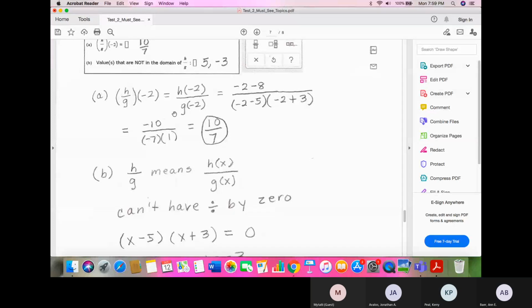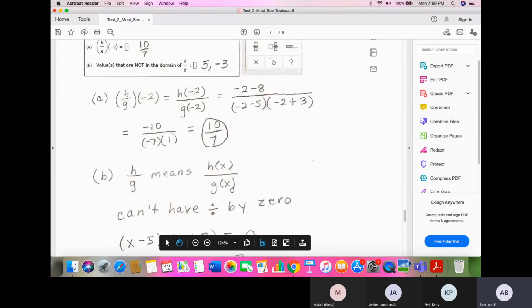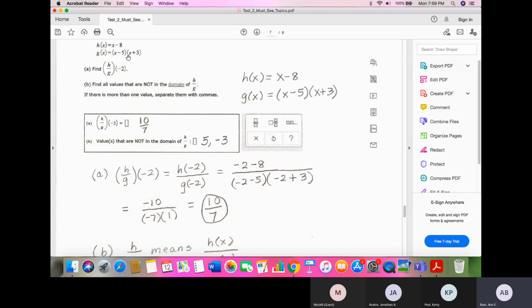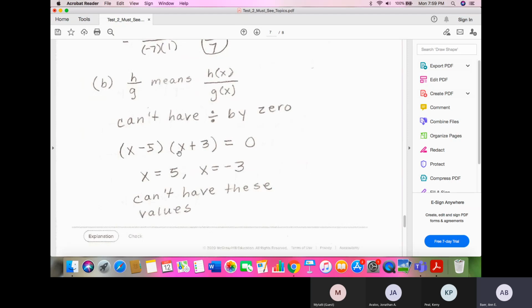So since we can't have division by 0, what's in the denominator? The denominator is g of x. What is g of x? It is x minus 5 times x plus 3. So I wrote down x minus 5 times x plus 3, set it equal to 0, because our whole denominator can't be 0. So we are setting it equal to 0 to find the numbers to throw out.